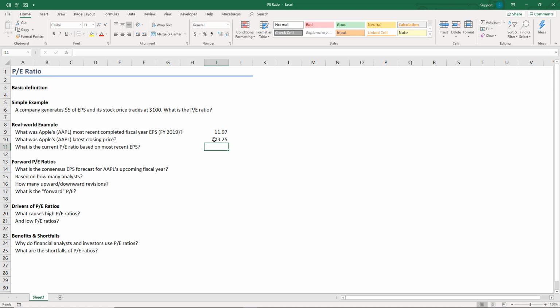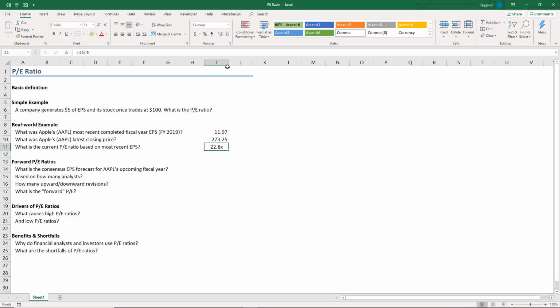So what was the current PE ratio based on the most recent EPS? Well, I'll do equals my price divided by my earnings. That's 22.8. Let's put one decimal. And again, I would think about that as 22.8 with an X at the end. A little shortcut I use there with an add-on in Excel, not native Excel. So 22.8 times earnings. That means for every $1 of earnings, you're paying almost 23 times for Apple stock price.